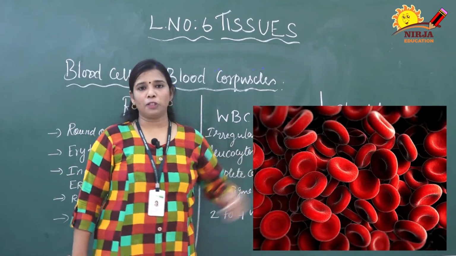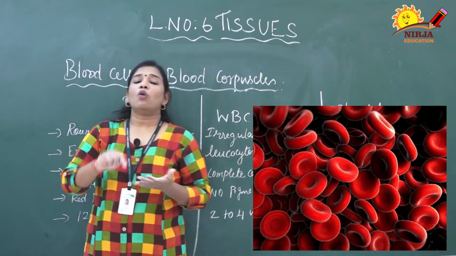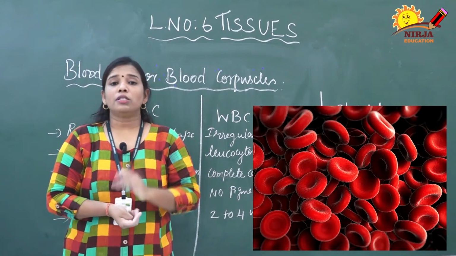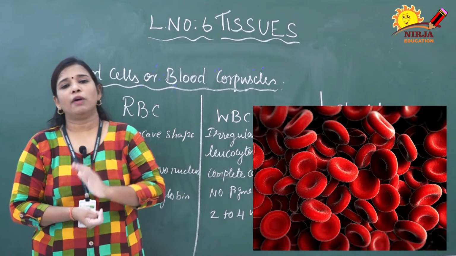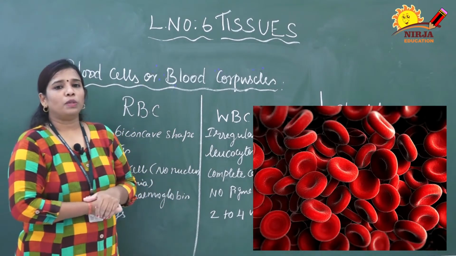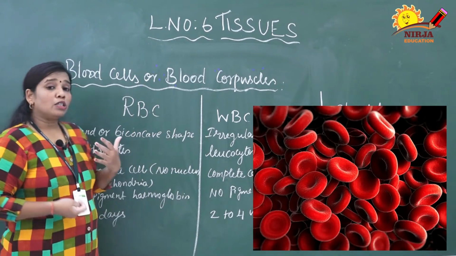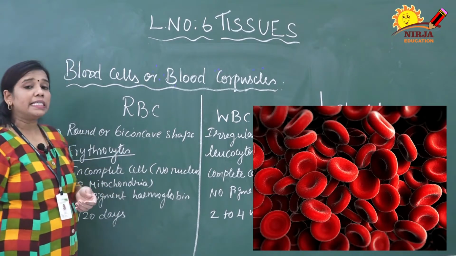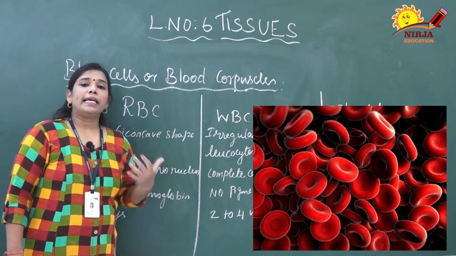You can look at the picture. The RBC is round or oval in shape, a biconcave-like structure. This RBC is the smallest cell in our body. In scientific terms we can also call it the erythrocyte. Erythro means red, cyte means cell, red cells.